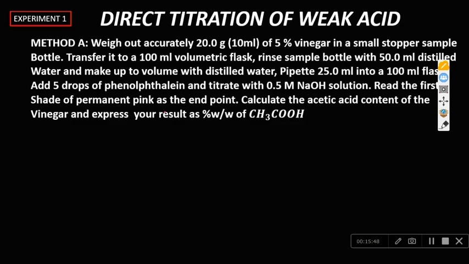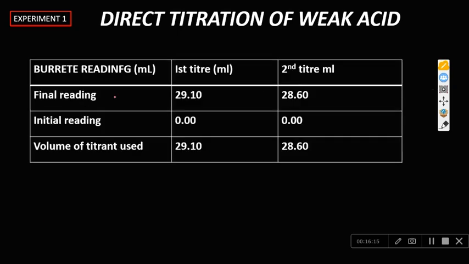Now, note, phenolphthalein is colorless in acid solution, but pink in what? Base. So at the end point, you are going to get a pink color. Calculate the acetic acid content of the vinegar and express your result as percentage weight by weight of acetic acid. Now, the first thing you need to do for any titration experiment is to run your titration and then get your titer values.